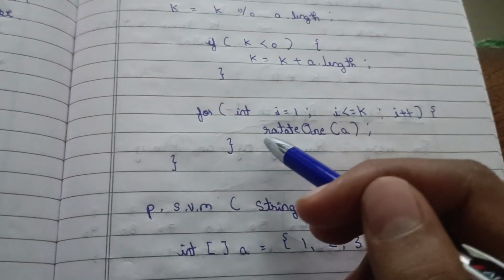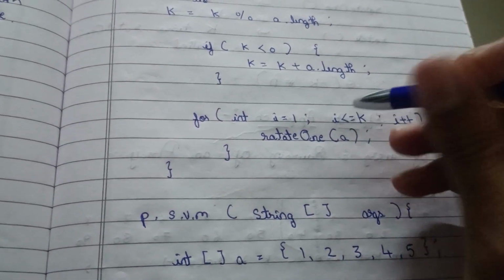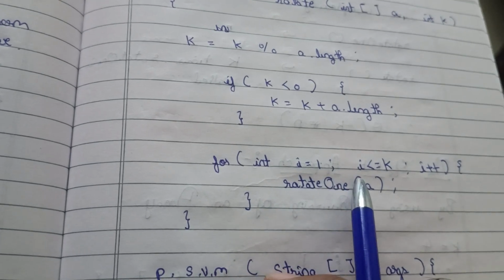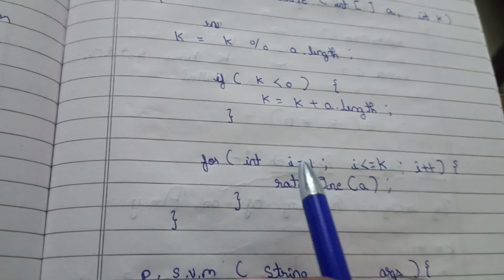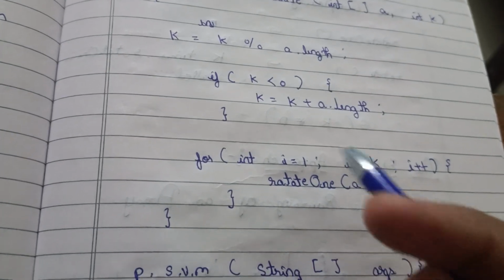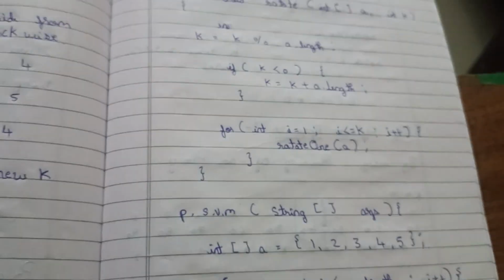So now we have to call this rotate one. Here we are calling it till k times, i less than or equal to k. So we will rotate the array one by one, for k times, and then we will get the output.